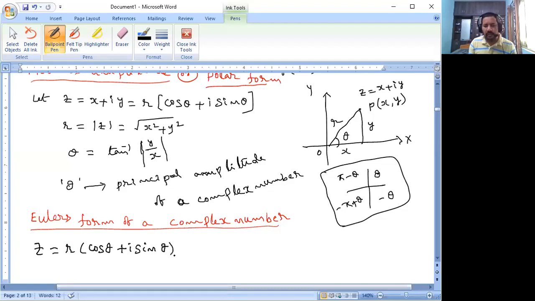Now cos theta + i sin theta we can write as e power i theta. e power i theta is equal to cos theta + i sin theta. This is Euler's form of a complex number. We can write another form of it, that is cis theta.